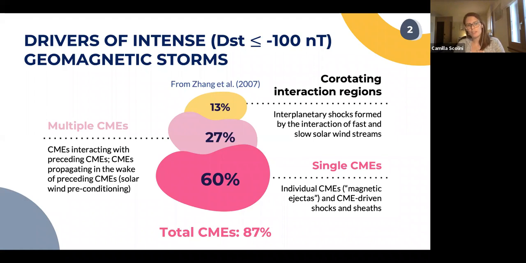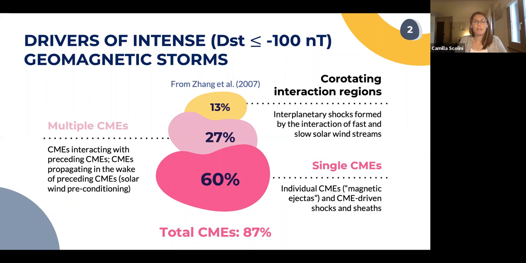And in particular, 2 populations of CMEs can be identified. The majority of the intense storms are driven by individual CMEs that propagate from the sun to us without interacting with any other CME structure. Those are what I call single CMEs, which are composed of magnetic ejecta and CME-driven shocks and sheaths. But almost 30% of the intense geomagnetic storms are actually caused by multiple CMEs that interact among each other on their way to the Earth. Therefore, being able to understand, model and eventually predict the characteristics of these events at Earth before they actually arrive at our planet is critical for providing reliable predictions of the space weather environment before the situation actually happens.